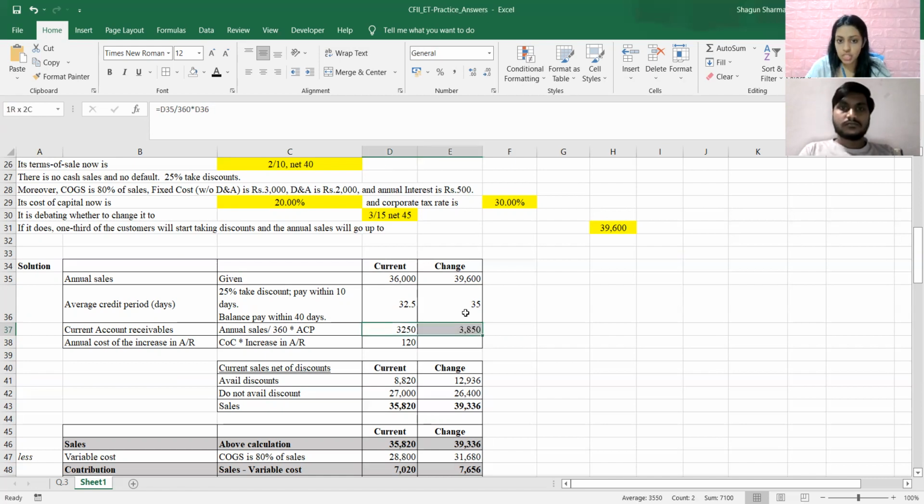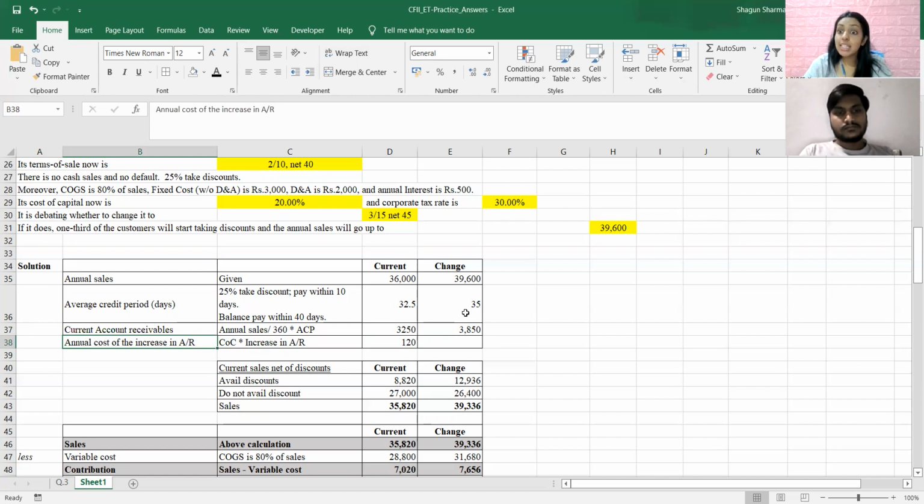So because of this policy change, my cost of capital increases by 120 rupees. So this is the extra kharcha that is happening because of this policy change. Ab tak theek hai? Okay.